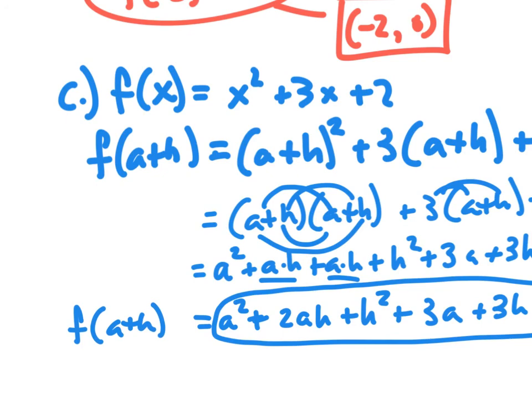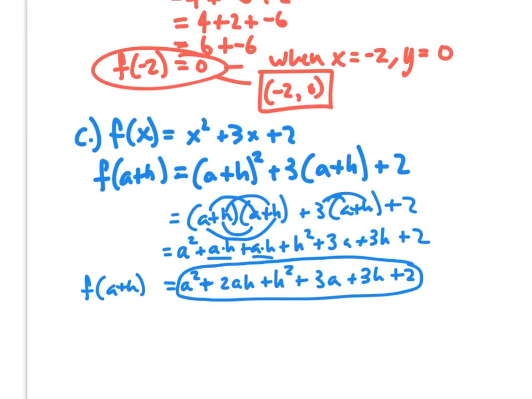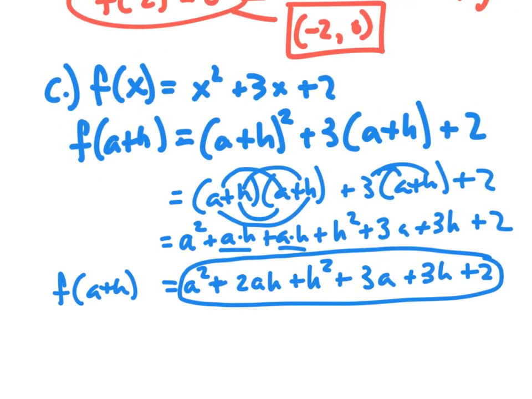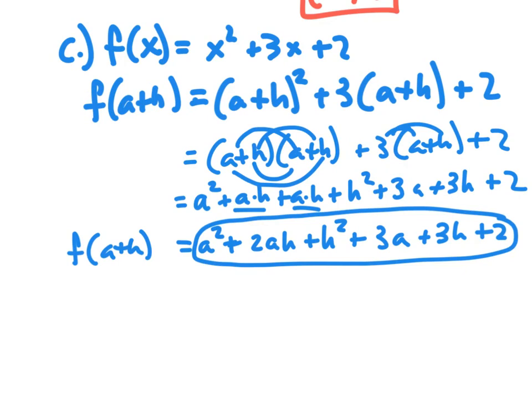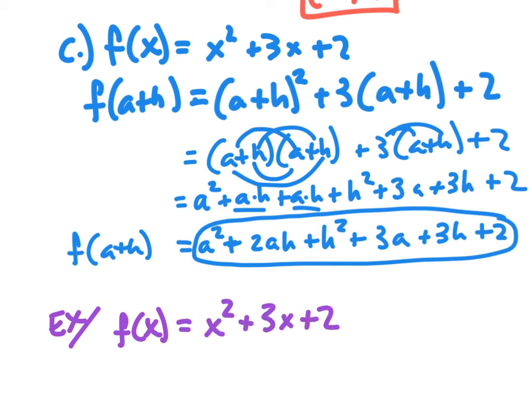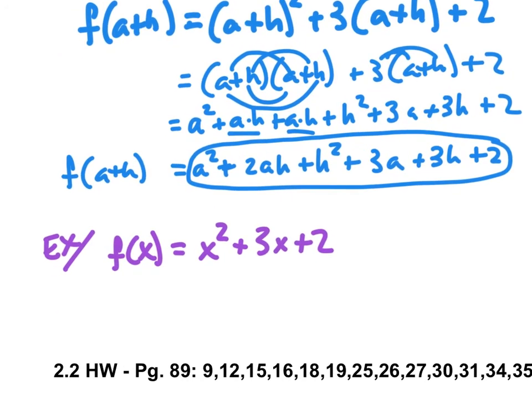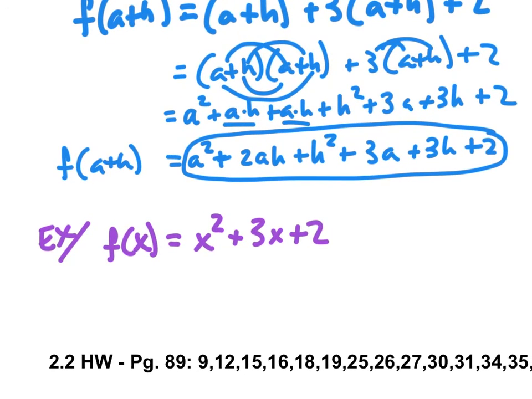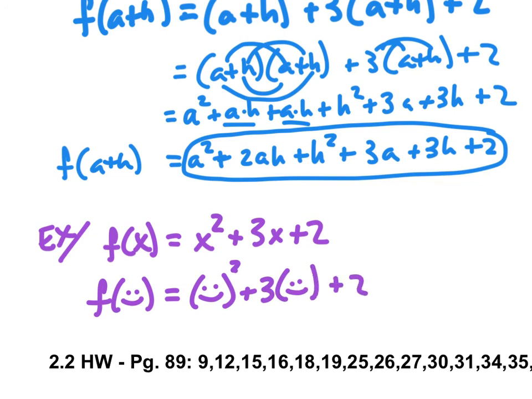Now, this brings me to an interesting point about understanding what a function is. Let's do another example. Say you have your function f of x is equal to x squared plus 3x plus 2. Let's find f of smiley face. Now what I would do is just plug smiley face in for x. So smiley face squared plus 3 times smiley face, and then plus 2.